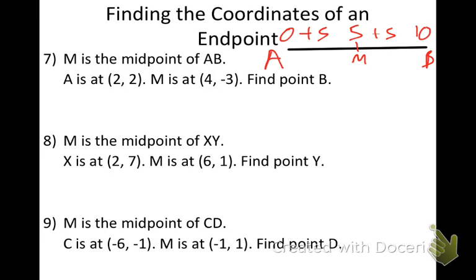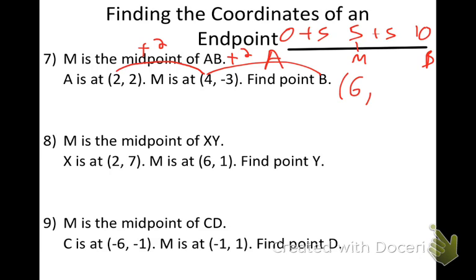Okay, so what happens here is, how do I get from my x value of 2 to my x value of 4? What am I doing? Adding 2. So what am I going to do on the other side? So what's 4 plus 2? Hey, look, there's my endpoint right there, 6.